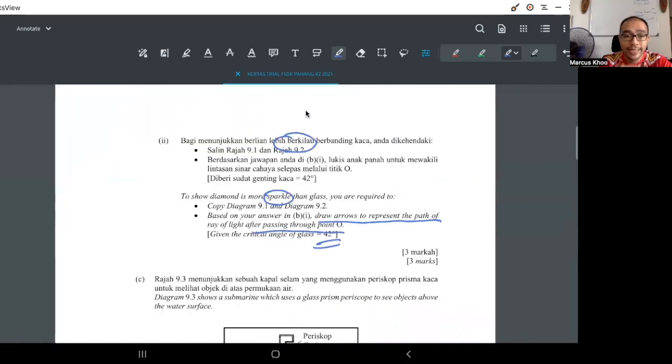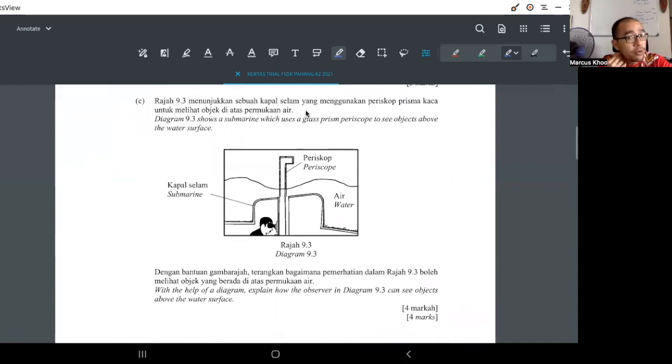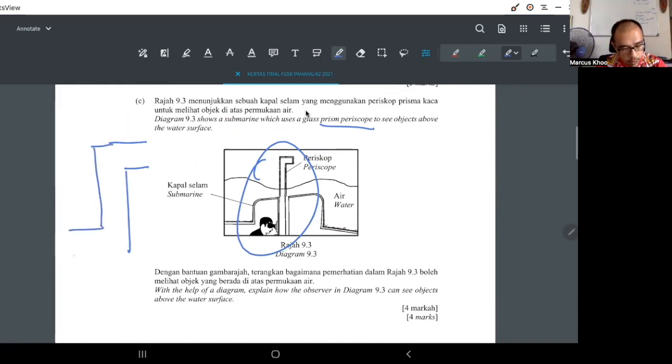So next one. Diagram 9.3 shows a submarine which uses a glass prism periscope to see the objects above the water surface. With the help of the diagram, explain how the observer in 9.3 can see objects. I think I mentioned this to you before, and we also discussed this before. Remember that in a prism periscope, how you draw the triangle is very important. I'm going to have the periscope over here. This is the object, and this is the observer.